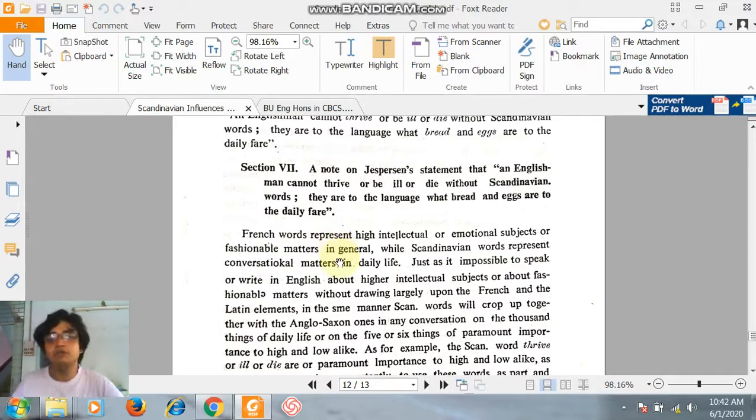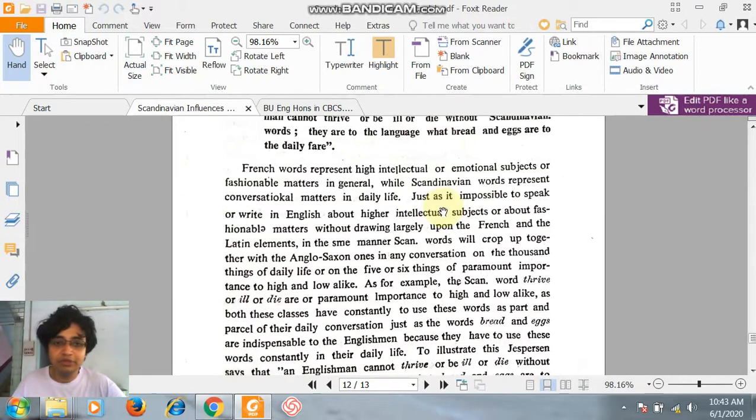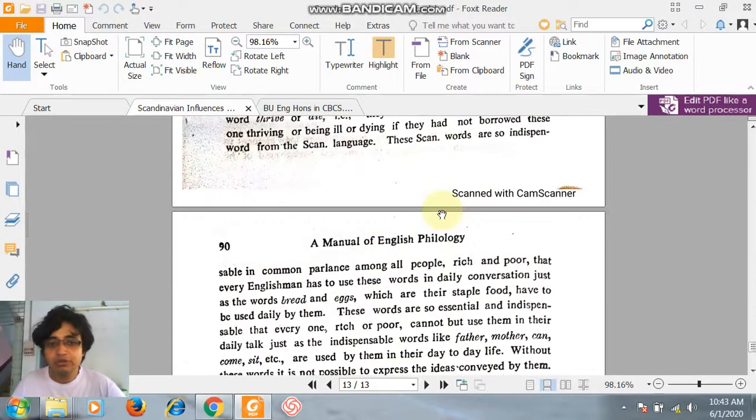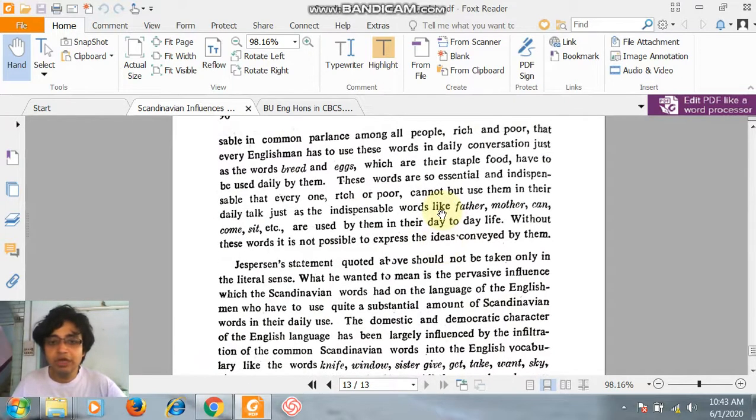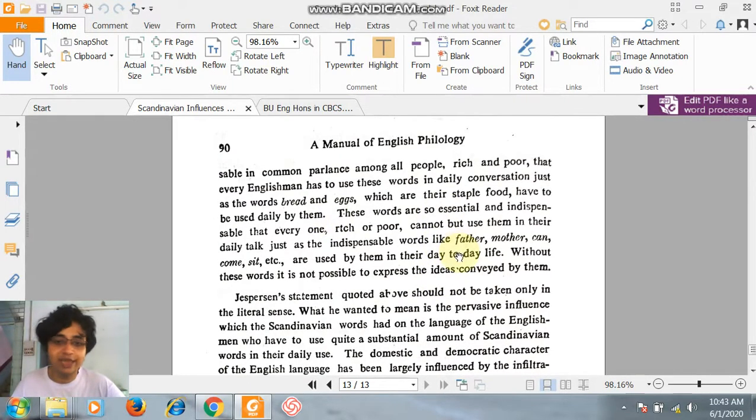An Englishman, a truly British man, cannot thrive or be ill, cannot live, cannot fall sick, or even die without Scandinavian words. They are to the language what bread and eggs are to the daily affair. Just as bread and eggs are a part of our everyday life, a part of British life, similarly the Scandinavian language is part and parcel of the daily life of a Briton.